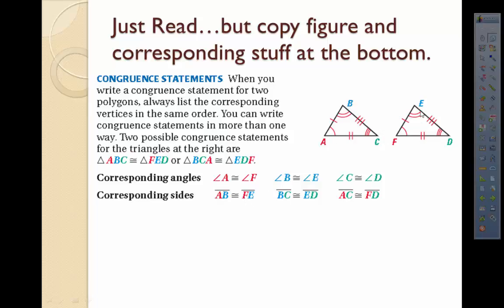BC matches up with ED, and AC matches up with FD. That's a very important idea in this chapter: we write things in their corresponding positions, and everything needs to be matched up correctly. It's easy to get this messed up, especially when diagrams are rotated.